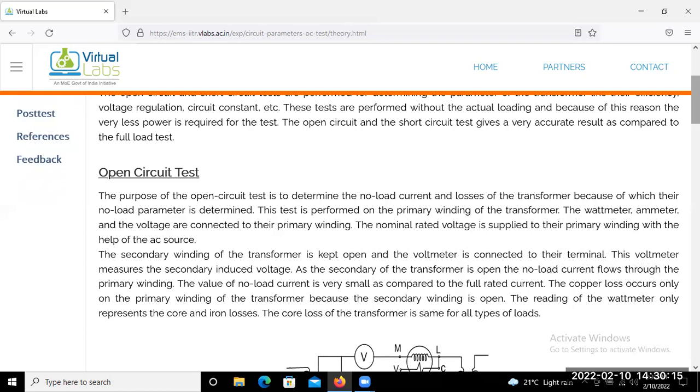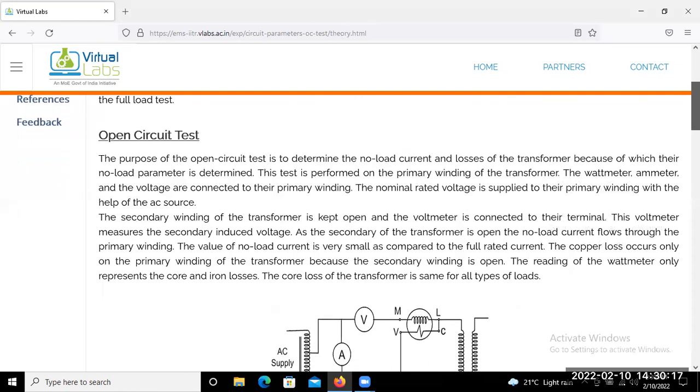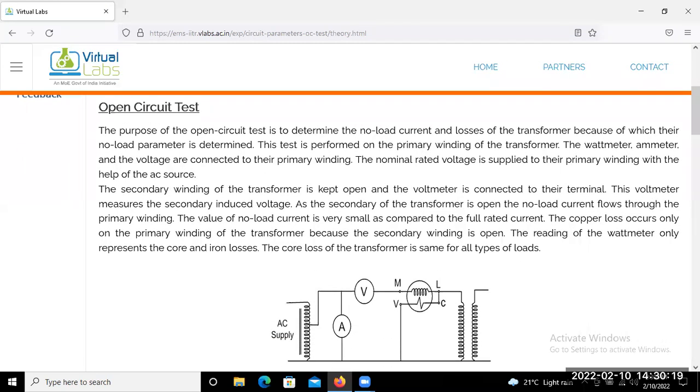So here we have the circuit diagram and connection for the open circuit test. These are the circuit diagrams showing how we can connect the wattmeter. This one, anyone? Which measuring instrument is this? This one, just tell me.